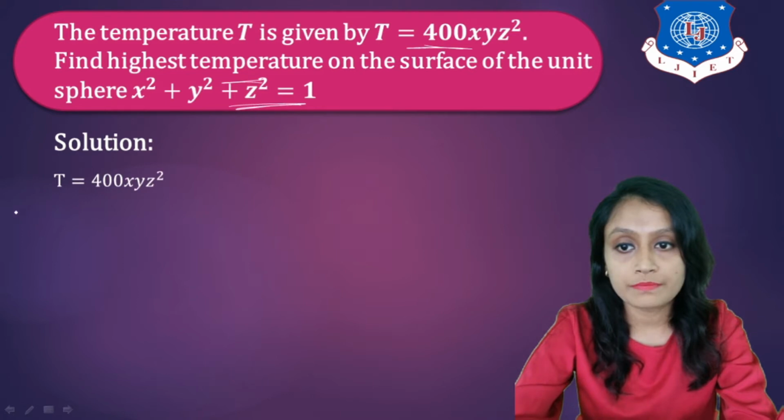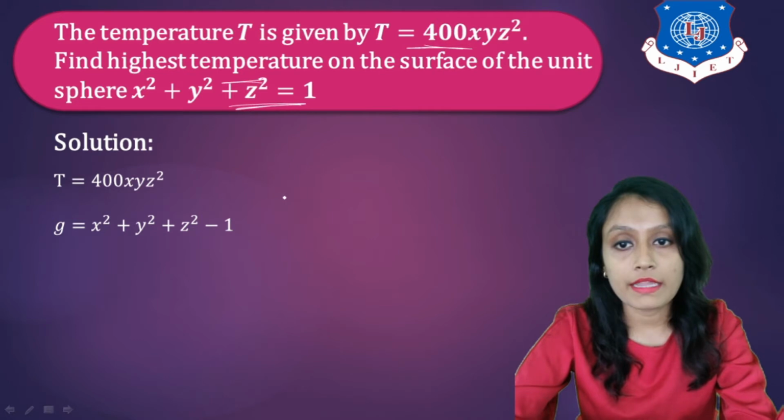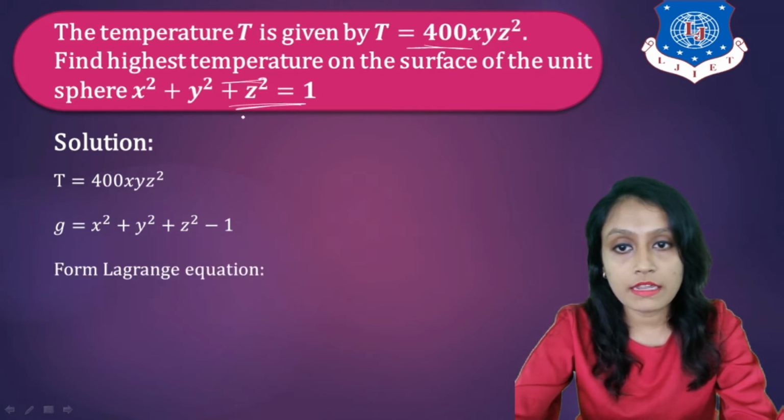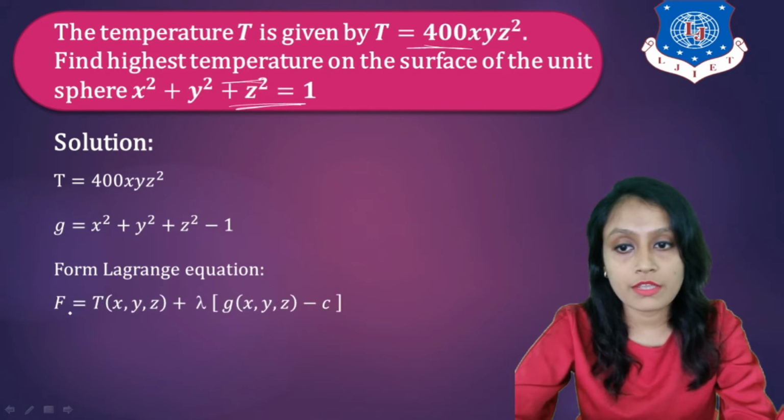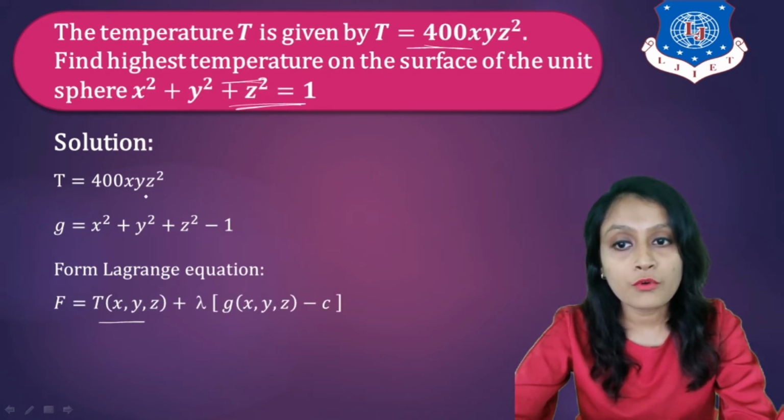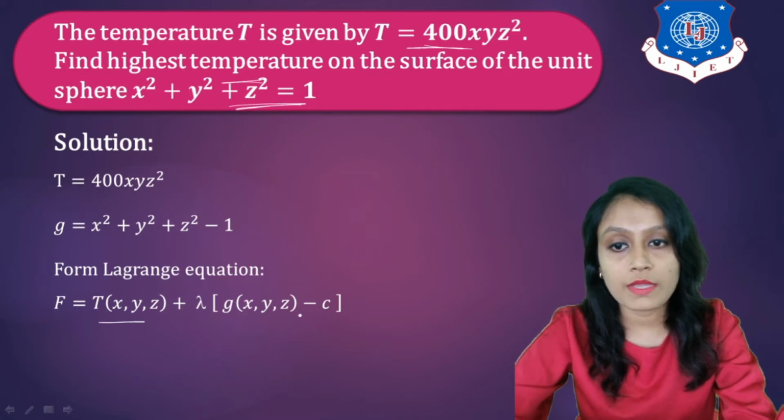So the solution. Here T is equal to 400 x y z square is given and the constraint g is x square plus y square plus z square minus 1, bringing this one to the left side. Now we have to form the Lagrange equation. So the equation is F is equal to function, the function is 400 x y z square, so here we will write T, plus lambda times constraint, that is g of x, y, z minus c.